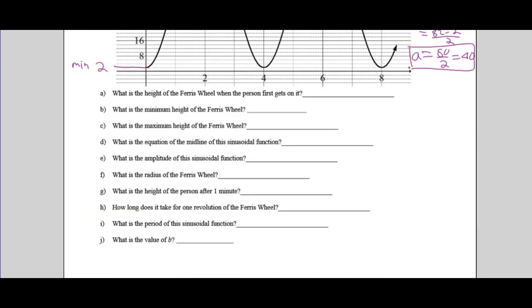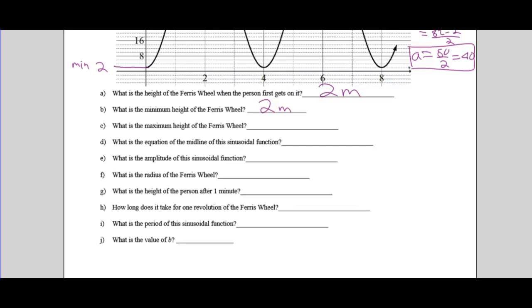Oh, hang on, I'm ignoring this. What's the height of the person? So what's the height of the Ferris wheel when the person gets on it? 2 meters. What's the minimum height of the Ferris wheel? 2. Why 2? Why not 0? Because when you get on, it's a little above the ground. Yeah, it's got to be above the ground, right? We don't want this thing scraping. And if you go to the one at Disneyland, I think it loads below ground.